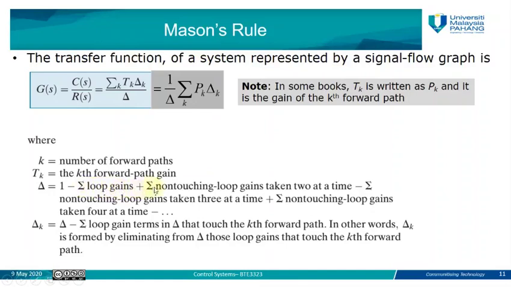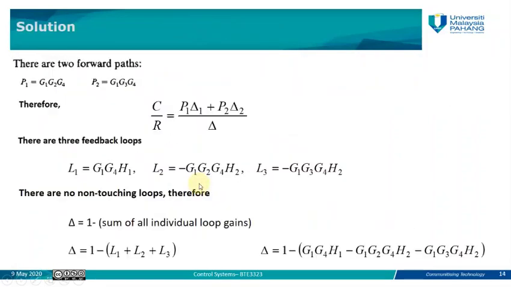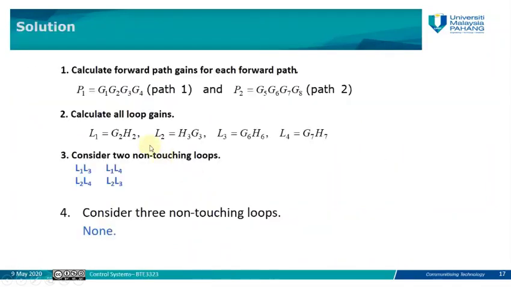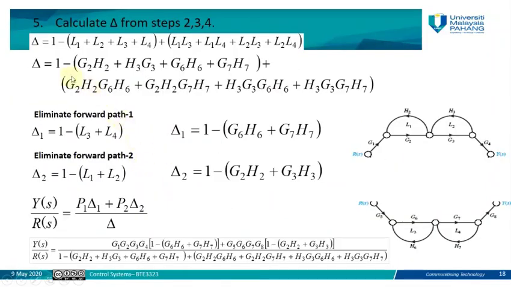Then plus the summation of non-touching loop gains taking 2 at a time. This will be the second term of our delta in our example here. So we can see in the example, this represents the value of delta. Delta is equal to 1 minus the summation of loop gains plus the summation of loop gains considering two non-touching loops at a time. So we have L1 L3, L1 L4, L2 L3, L2 L4.